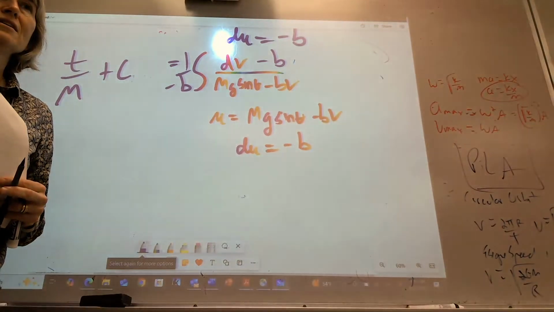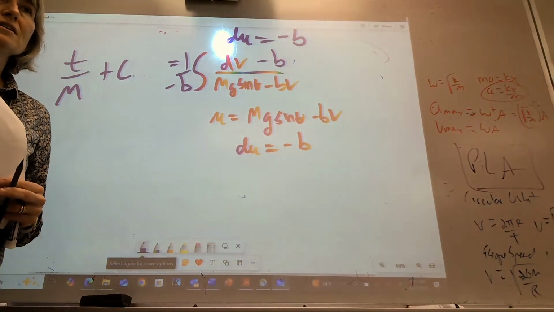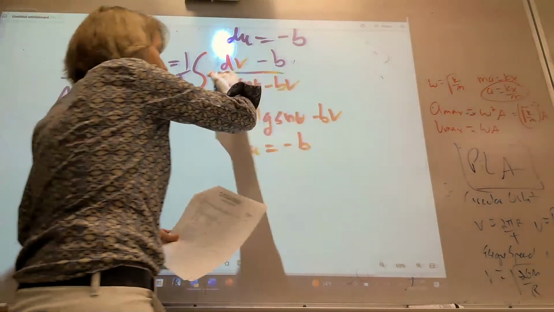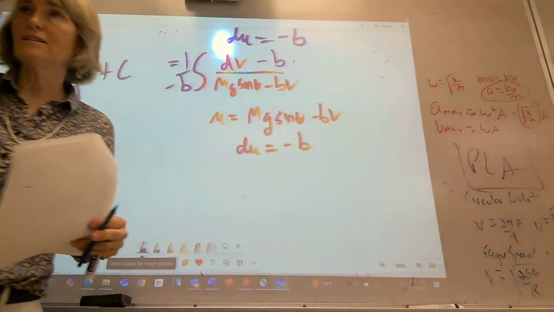Tori, what function? ln. You have to use ln. You got to know that for the test Wednesday. When you see something to the power of 1 in the denominator, that is ln.